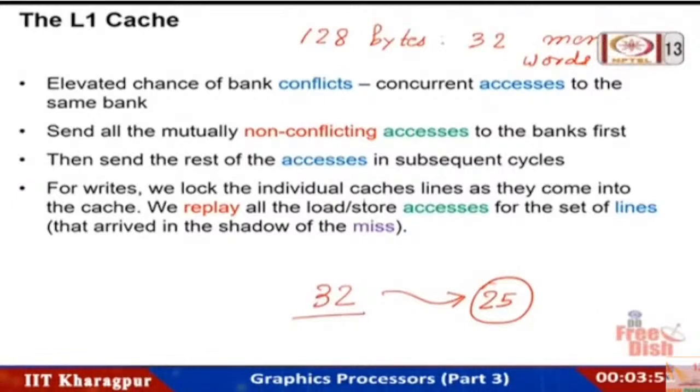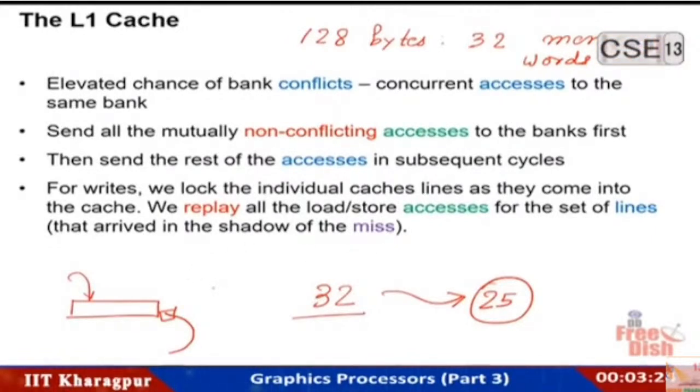For writes, let's say there is a cache line. The data will gradually come in because of bank conflicts and so on. So whenever we bring in a line from a lower level, we can lock the line in the cache. And let's say we'll have an MSHR kind of structure. We'll discuss that in great detail in chapter 7.